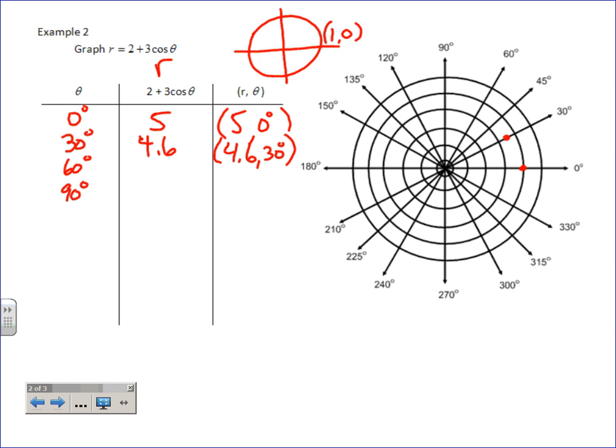And then you go to 60 degrees. 60 degrees is the 1/2. That's kind of the nice easy one. But 1/2 times 3 is 3/2 or 1.5. And then you add 2, so you're at 3.5. So 3.5 comma 60 degrees. And so you go to 60 degrees, 1, 2, 3.5.